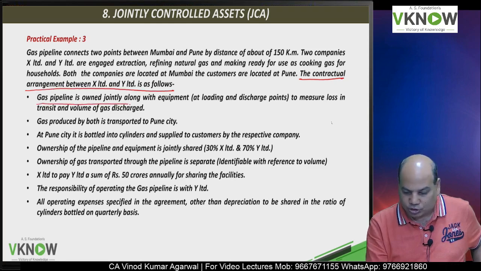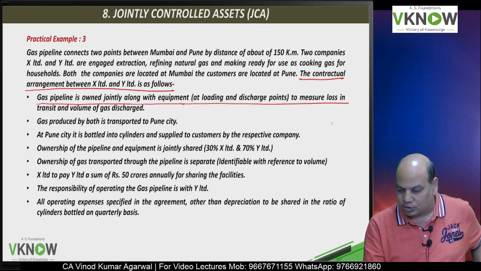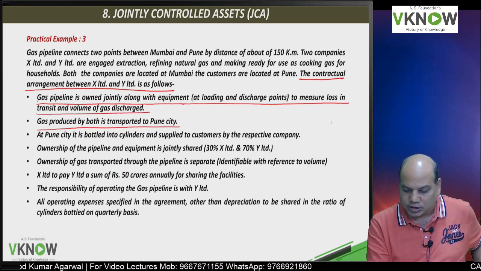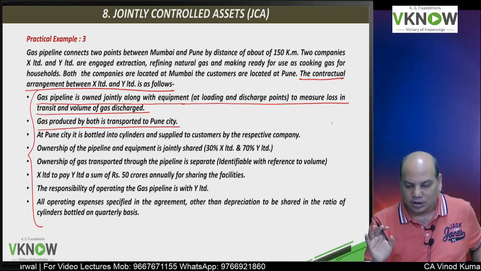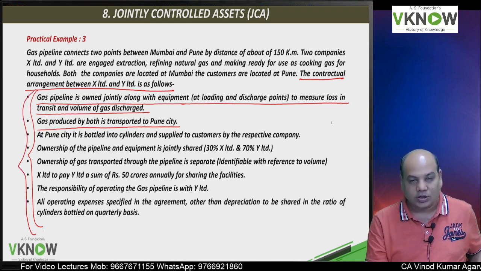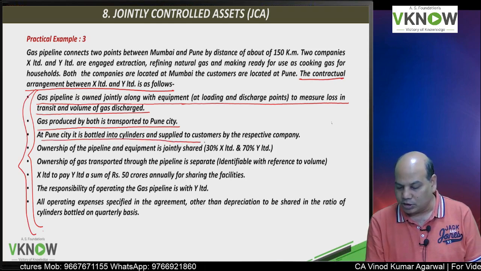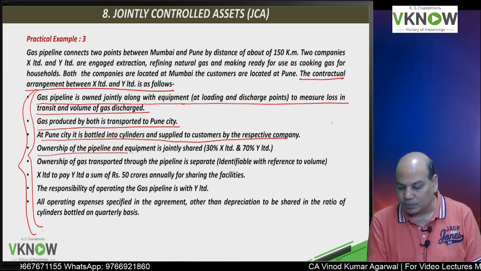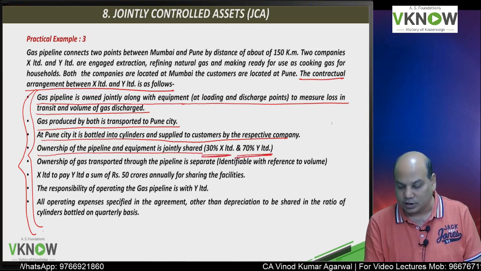The gas pipeline is owned jointly along with equipment at the loading and discharge points to measure loss in transit and volume of gas discharged. Gas produced by both is transported to Pune city. These are the terms and conditions, just for conceptual understanding and practical learning. In the exam they are not going to ask you all these details of the agreement. At Pune city it is bottled into cylinders and supplied to customers by the respective company. Ownership of the pipeline and equipment is jointly shared: X owns 30%, Y owns 70%.